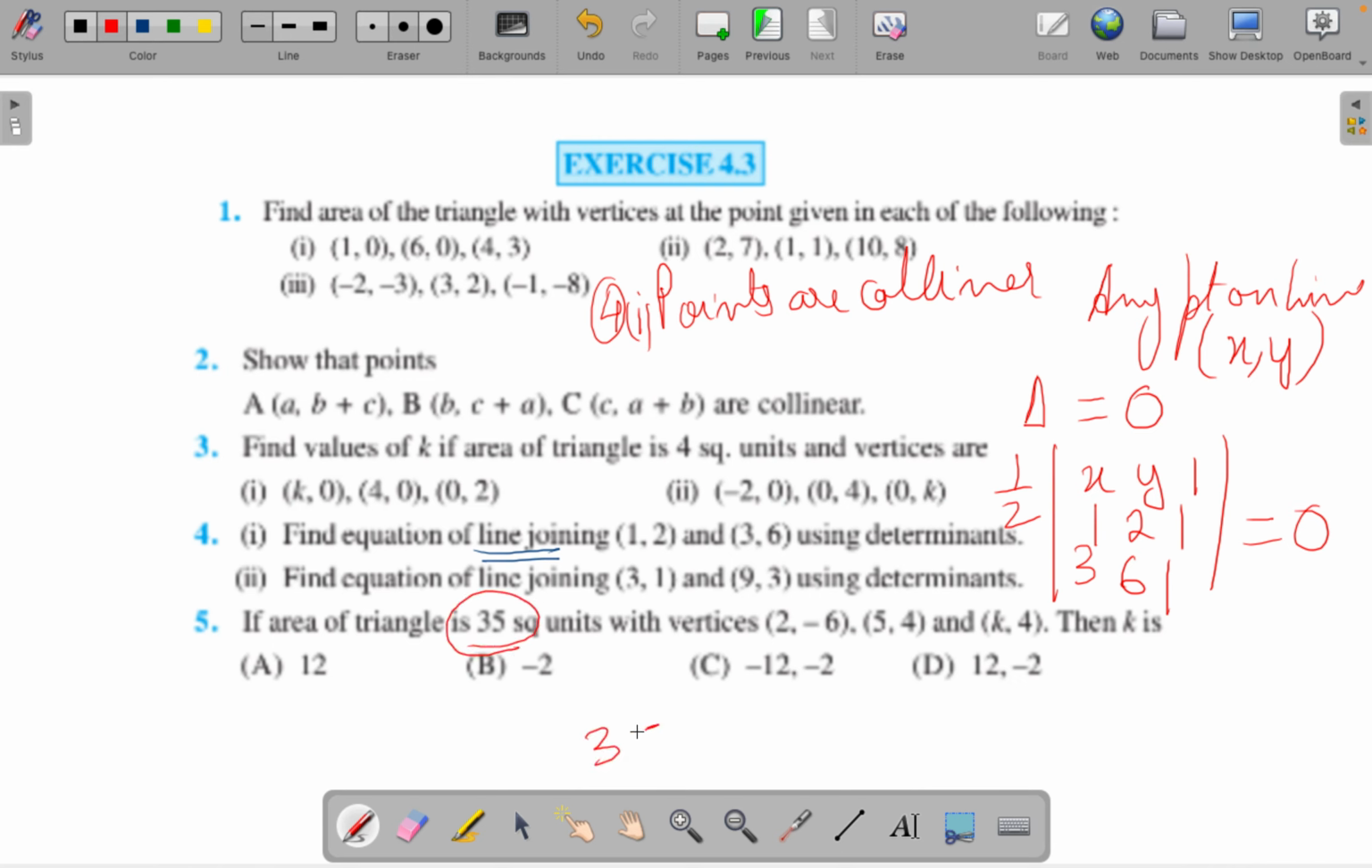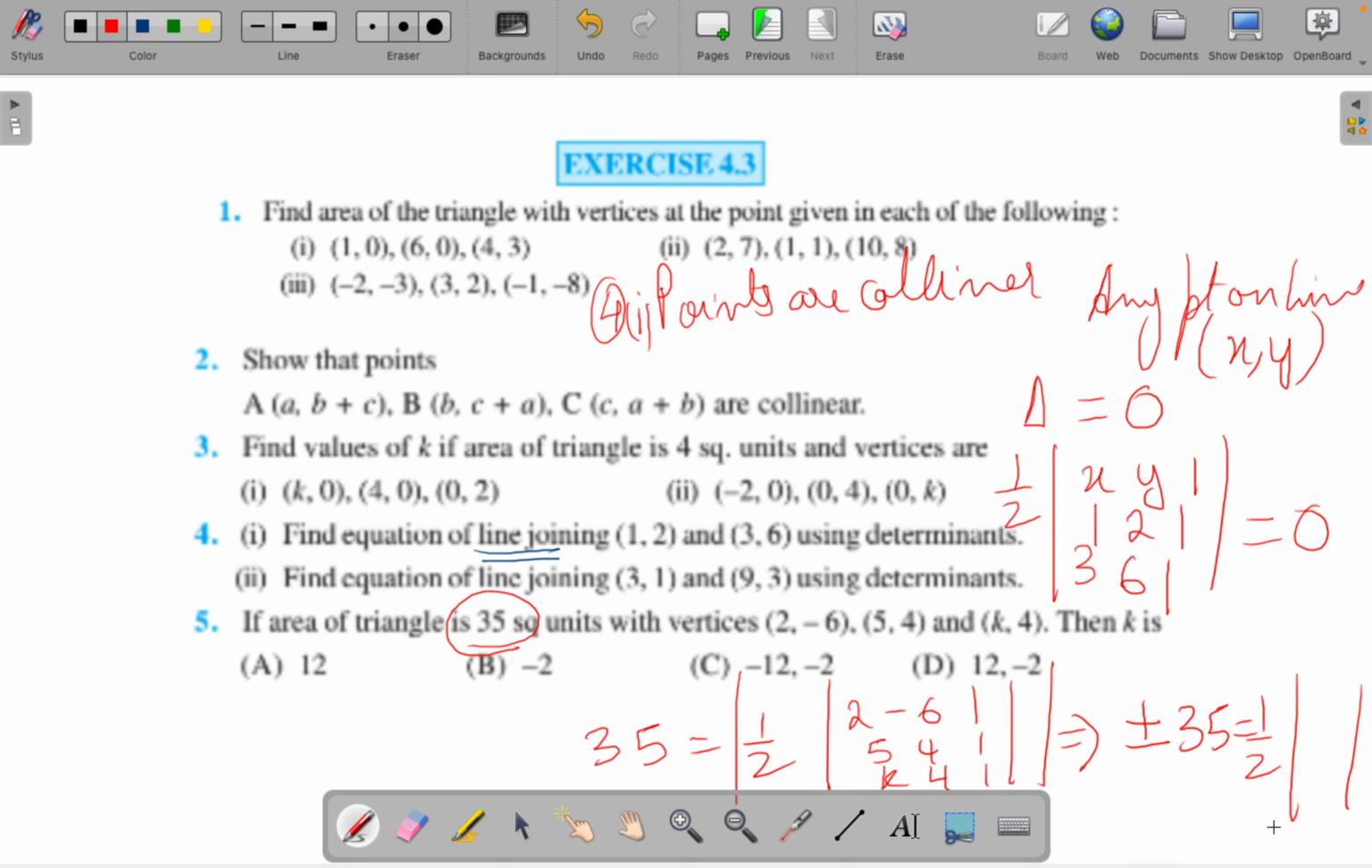The area is 35 units, so when you apply the formula, 2 -6 1, 5 4 1, k 4 and 1, you have to use the absolute sign, and when this absolute sign is removed, your equation will be plus minus 35 is equal to half into whatever is the determinant, and then you will get the value of k, and obviously you will get two values of k, right children? So that is all about your exercise 4.3.